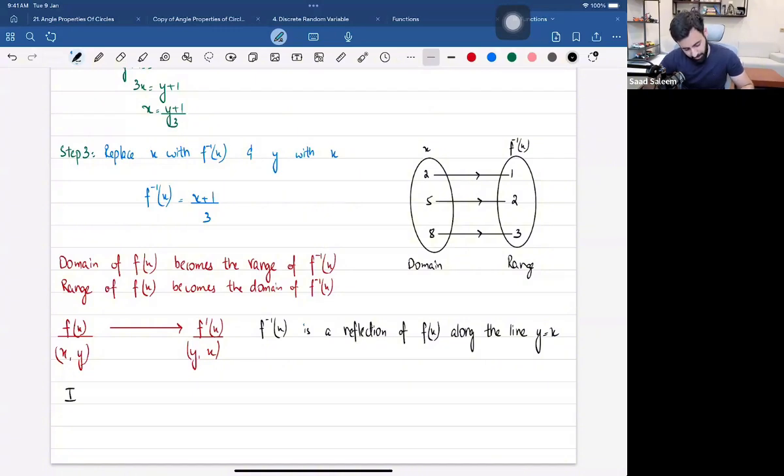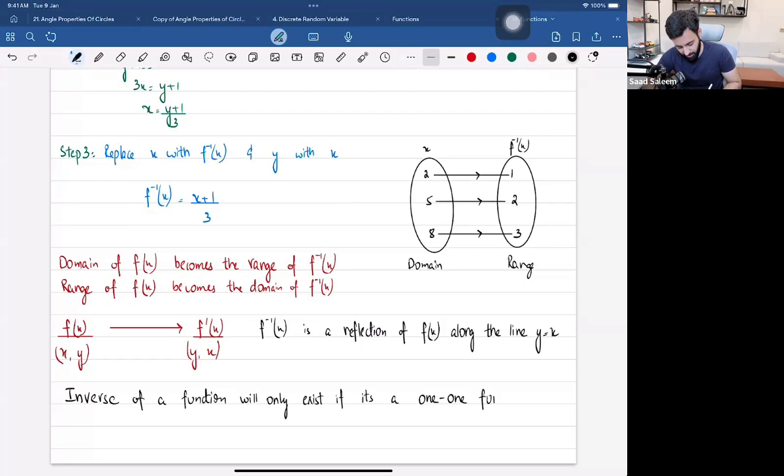Another important note that I want you guys to remember is this: inverse of a function will only exist. Can anyone complete the sentence? If it's a one-to-one function. That's correct. So it's not that you can take the inverse of any function you like. Inverse of a function will only exist if it's a one-to-one function.